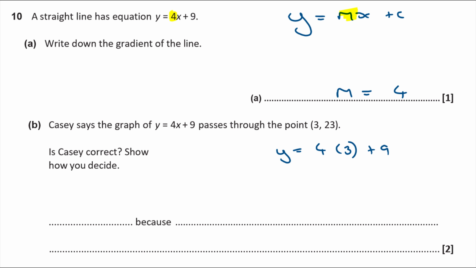So let's find out. So what is 4 times 3? 4 times 3 is 12 plus 9. That's equal to 21. That's not right. Okay, so we got 21 and it's meant to be 23. So is Casey correct? No, because y is equal to 21 when x is equal to 3 and not 23.